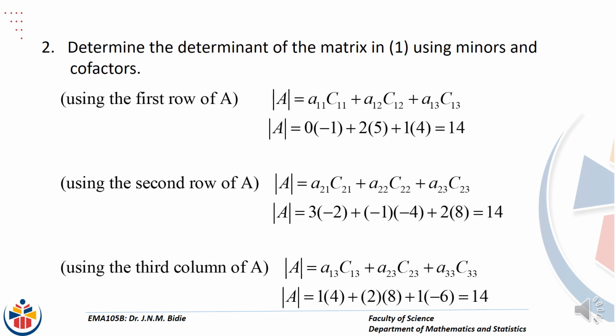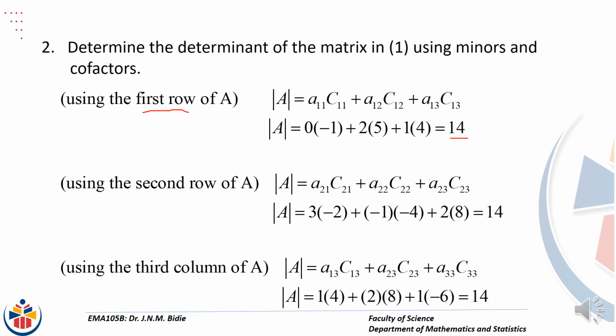And then in order for us to get the determinant, when we use the first row, we go back to the original matrix, A11 times C11. So it's the entry multiplied by the corresponding cofactor, plus all the entries in the first row multiplied by their corresponding cofactors, and you sum them up. They give you an answer which is 14 for this particular matrix.